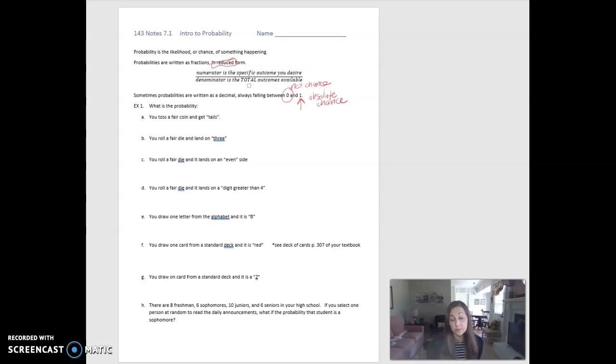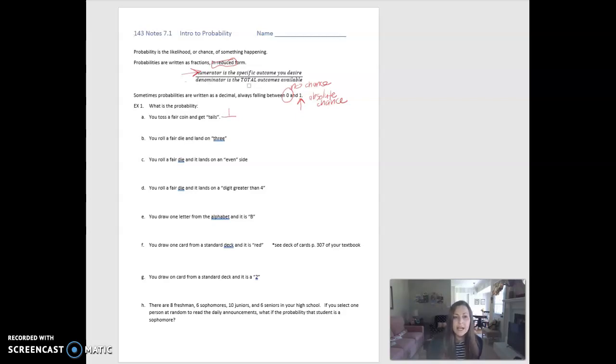What is the probability? So number 1, or 1A, you toss a fair coin. In other words, a nickel, a quarter, a dime, a penny. And what is the probability that it lands on tails? Go back up to the top. Right here, I've got my little notes. The top number, the numerator, is the specific outcome you want. So in this example, what do we want? We want tails. And how many tails are on a fair coin? 1. So that's what we want.